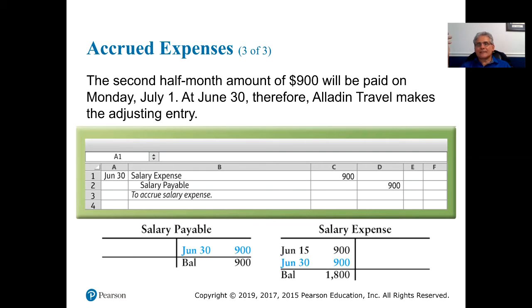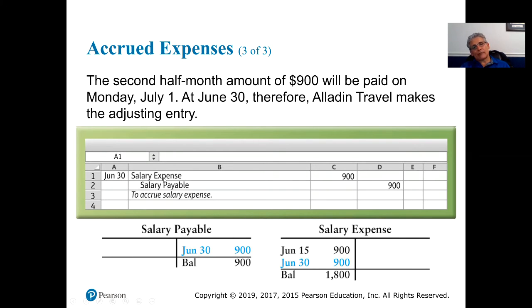So it will be misleading to the financial statement user seeing only one payment of $900, thinking, okay, that was the expense for the month. But in fact, it wasn't just 900. It was 900 times 2, because the employees earned that money during that period of time, and now we owe it to them. And so what we're going to end up doing is make an adjusting entry as of June 30th for that last month.